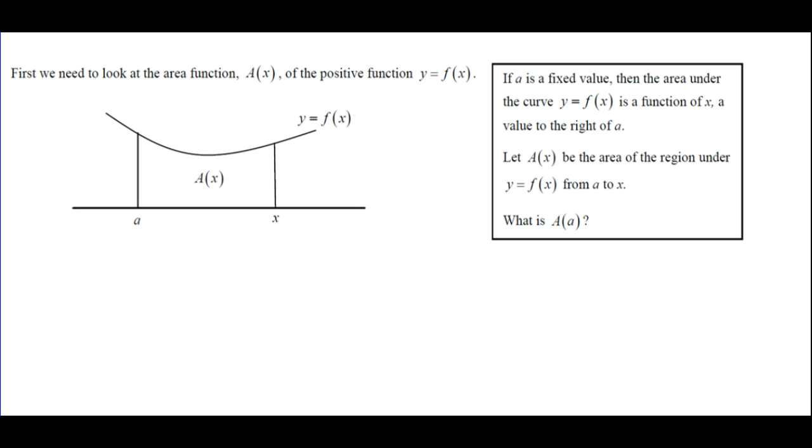So, first we need to look at the area function A of x of the positive function y equals f of x. Okay? So there is some area underneath this curve in the interval from a to x. If a is a fixed value, then the area under the curve y equals f of x is a function of x, a value to the right of a. Let A of x be the area of the region under y equals f of x from a to x. What is A of a? What's the area just at the left boundary? 0.